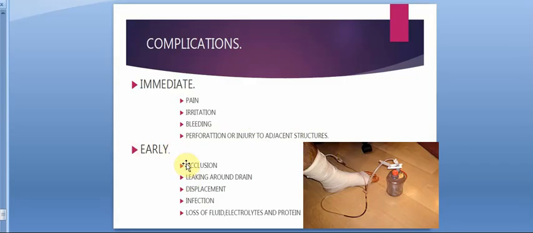Next is early complications. Early complications could be occlusion because of a blood clot or anything else. Sometimes if the drain is not attached properly, it may leak. So around the wound there will be a lot of leakage, or there could be displacement of the drain from the wound. It may come out. And if you are not doing the wound dressing in aseptic technique, it may result in infection. If there is excess drainage collected in the drainage bag, the patient may have dehydration, with loss of fluids and electrolytes.